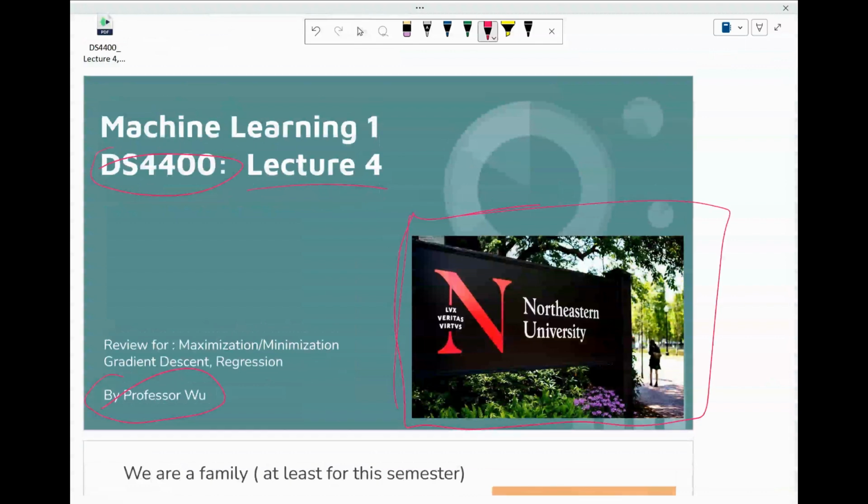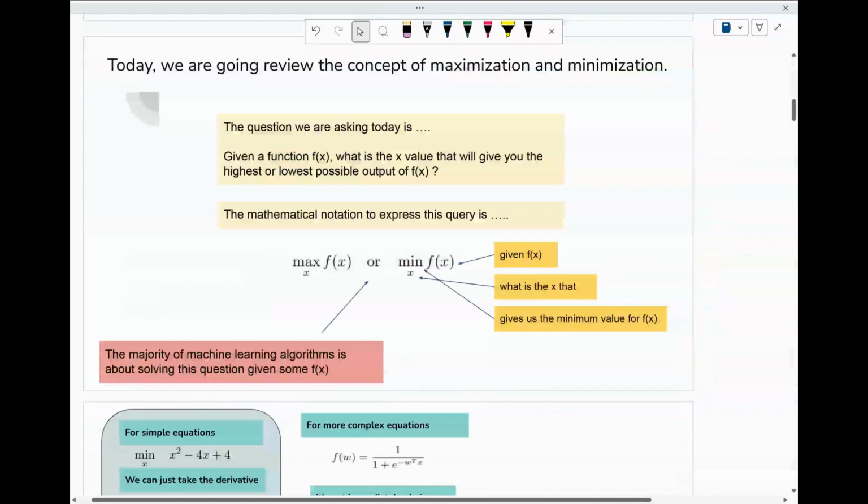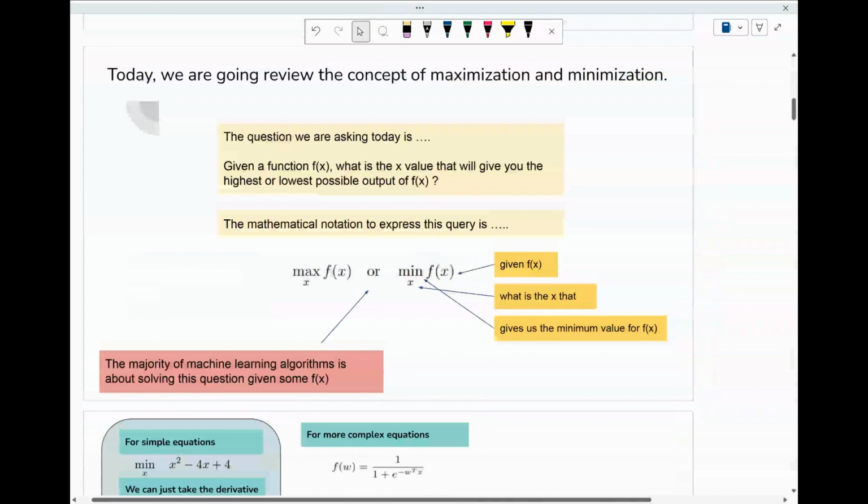So, after we've done all these math reviews, today is the class. We're going to essentially accumulate everything, put them together, and learn some machine learning. We're going to start off by going over the notation of maximization and minimization.